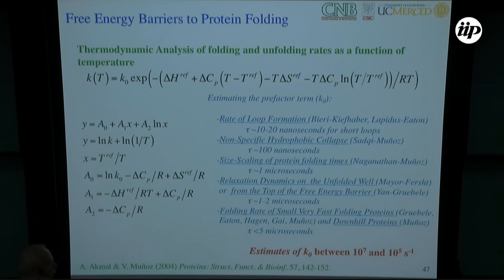You can also try to get an estimate from the other way around, which will give you more like a lower estimate, in which you say, okay, let's look at the proteins that are the fastest I could ever possibly find. And let's see what rates they have, right? This is work from a lot of people: Martin Gruebele, Eaton, Hagen, Feng Gai, ourselves, or even looking at downhill proteins, which are supposed to be barrierless, so the rate is just dynamics, so it gives you directly the pre-exponential, or something similar to that.